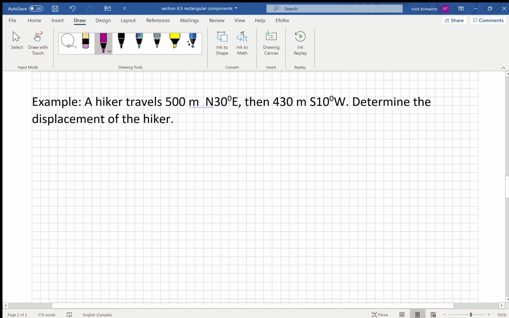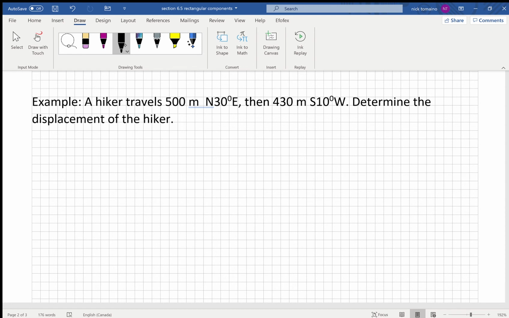Okay, so this one right here, again, there's only 2 vectors, but if I had like 4 or 5 vectors, like this hiker kept changing directions, it'd be much easier to break it up. I'm going to show you how to break it up into component form. Okay, so the first one is the hiker travels 500 meters north 30 degrees east.